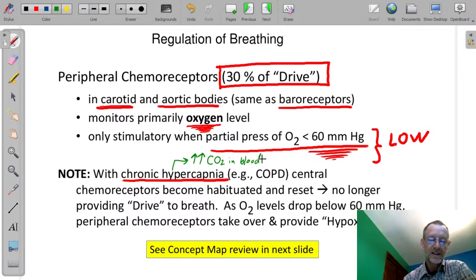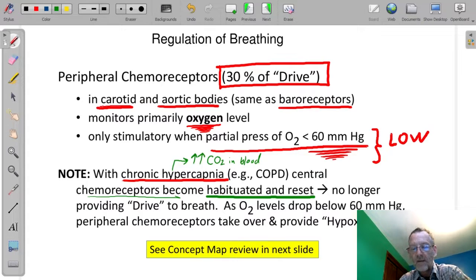Okay, so under these conditions, the chemoreceptors, remember those are the ones back in the CNS that are being stimulated by low pH. So with chronic hypercapnia, excess CO2 in the blood, excess CO2 in the CSF, more acid, lower pH, the chemoreceptors are active. But if this goes on for a long time, those central chemoreceptors become habituated and they reset. Maybe more buffer gets pumped into the CSF.